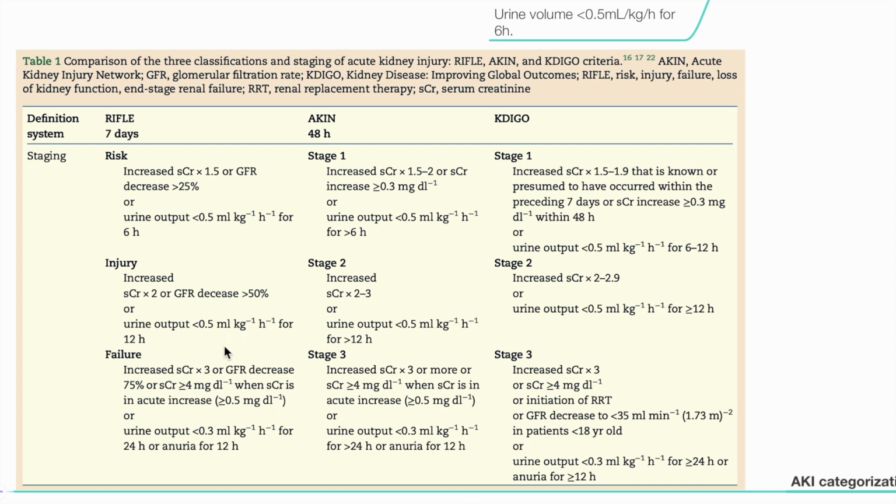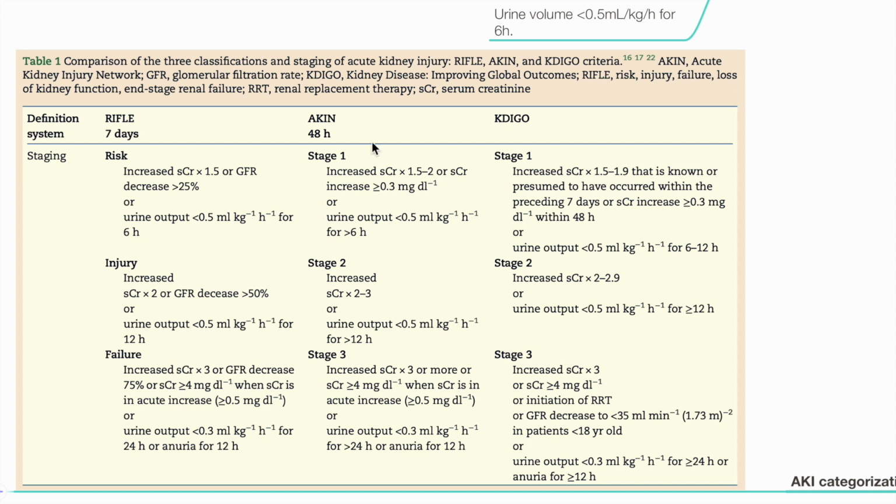The failure stage is indicated by increased serum creatinine of 3 times, or GFR decrease by 75%, or serum creatinine of 4 or more mg per dl when serum creatinine is in acute increase, or urine output less than 0.3 ml per kg per hour for 24 hours, or anuria for 12 hours.